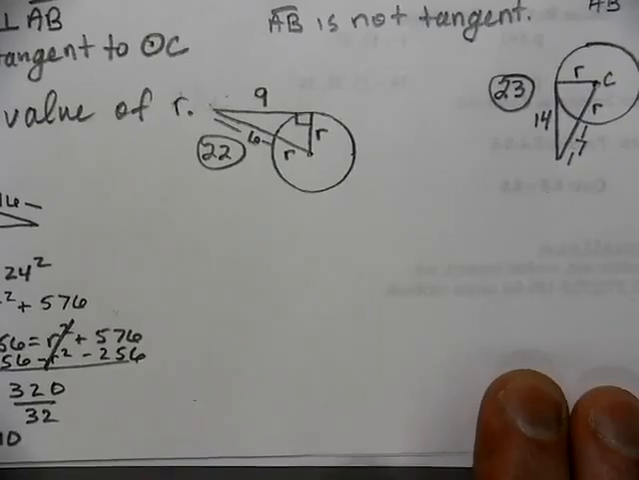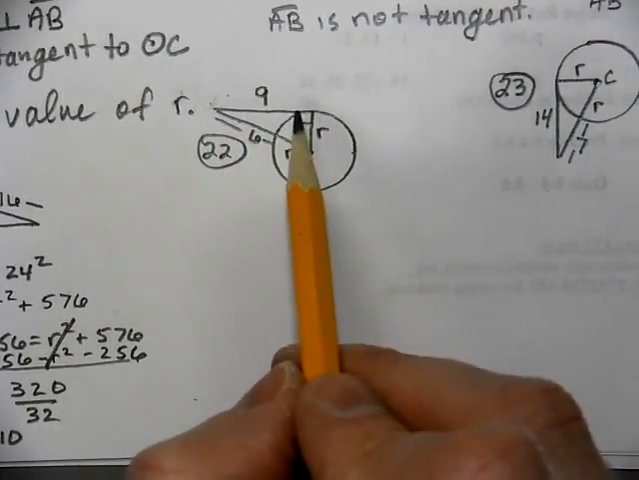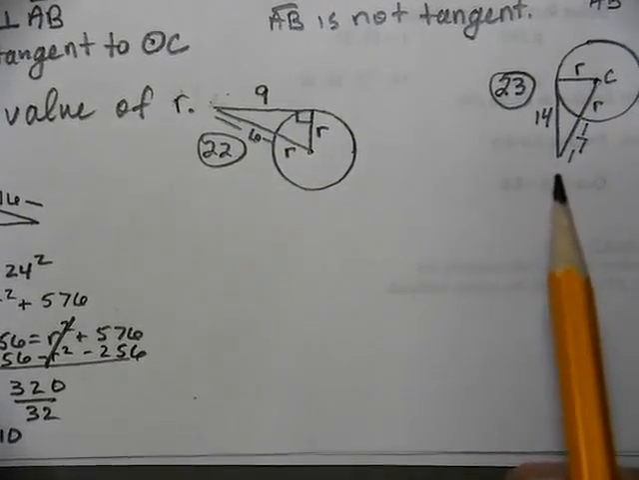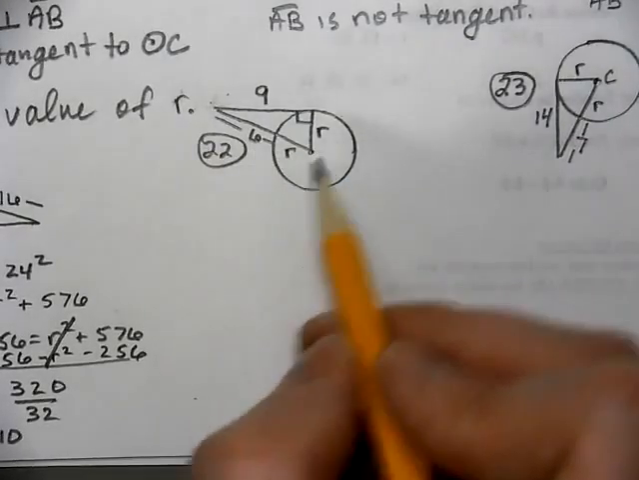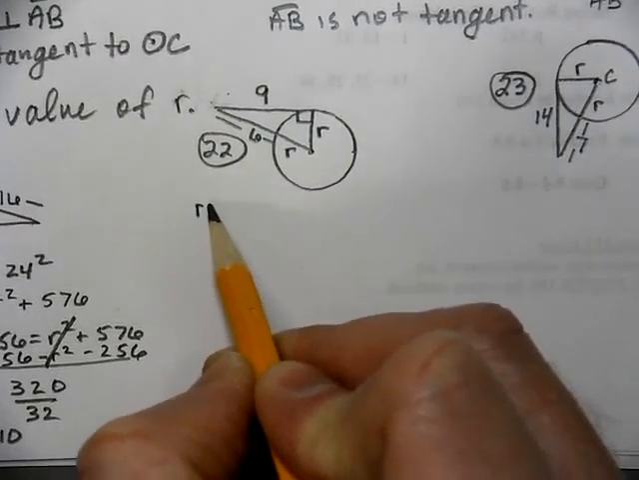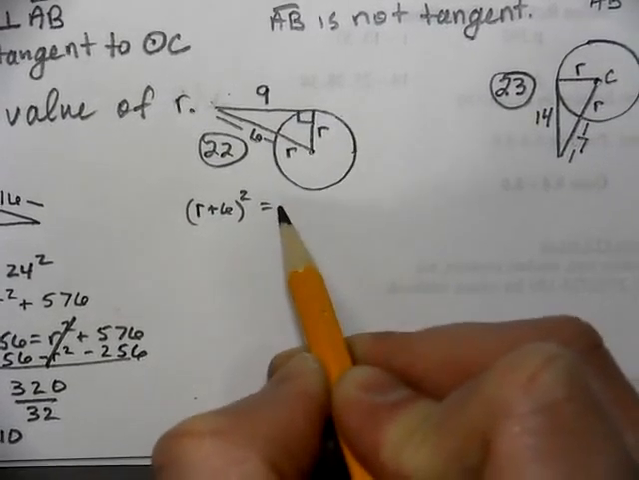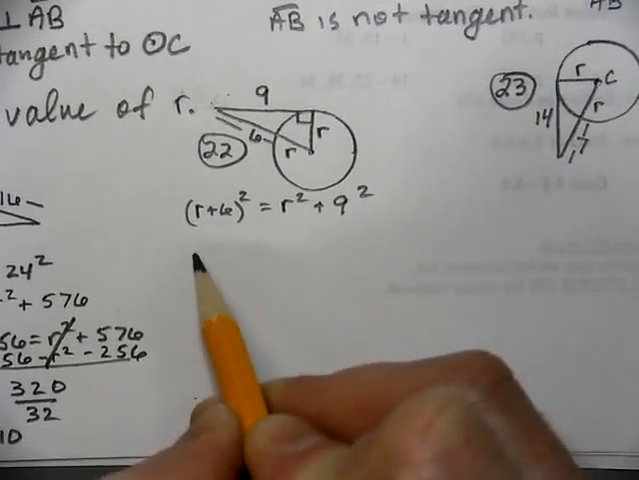Let's try that again. Here we're looking at a line that is definitely tangent. It forms a right angle with the radius. That's going to happen with every tangent line. It's always perpendicular to the radius. So you take the hypotenuse, which is r plus 6 squared. That's going to equal your leg squared plus your leg squared.